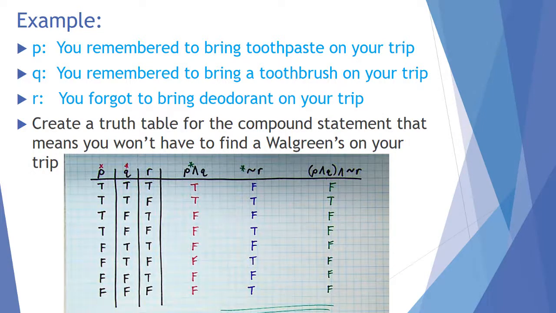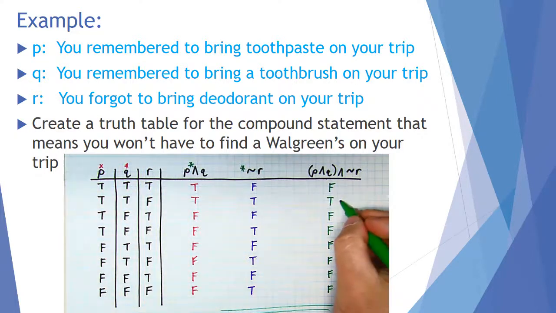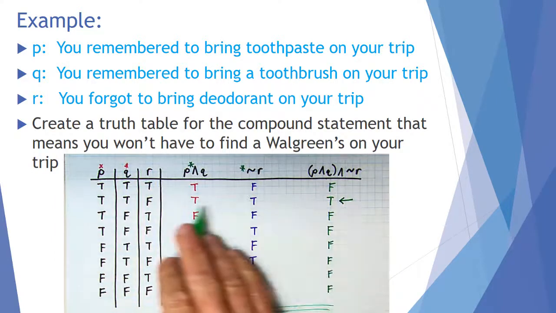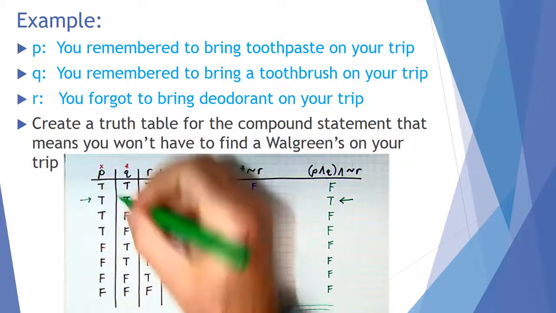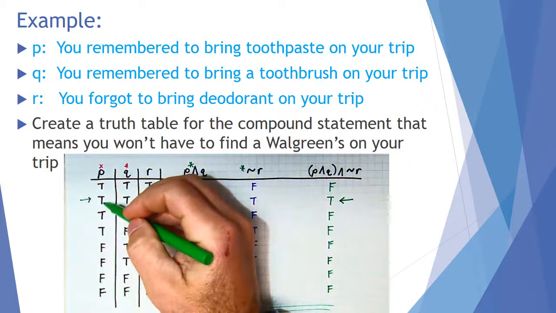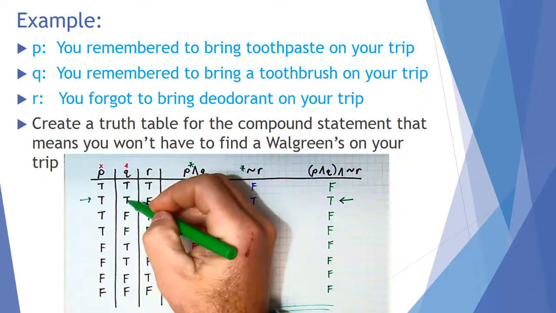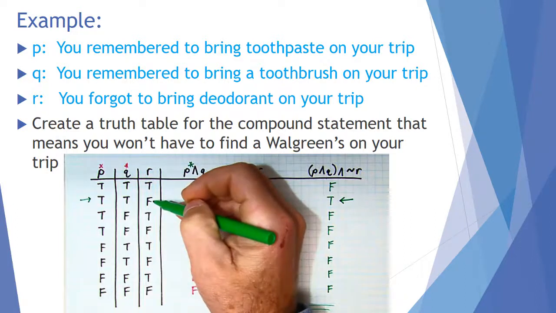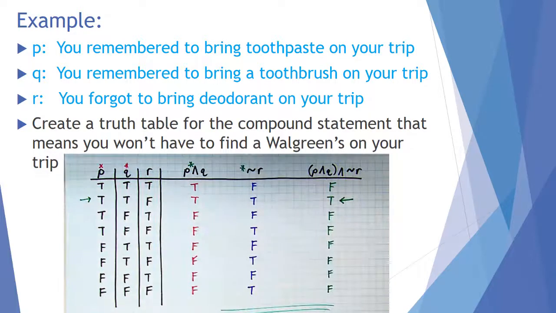So what has to be true so that we don't have to go to Walgreens? Row 2 is the only row here that meets all of our criteria. And if we go look at what the conditions were for row 2, P was true, which means we remembered our toothpaste. Q is true, which means we remembered our toothbrush. And R was false, which means we did not forget our deodorant. In other words, we remembered it. And there we go, there's our truth table.